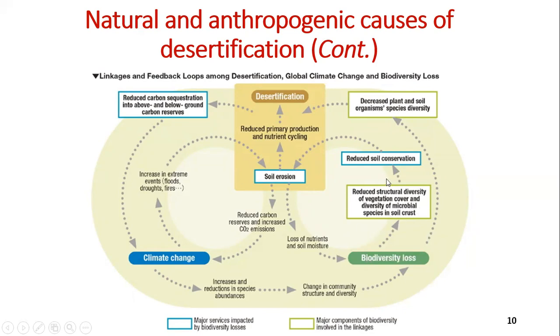When you affect this biodiversity and the microbial life in the soil, you are reducing soil conservation, which leads to soil erosion. And soil erosion is part of desertification and can lead to desertification. Now, take a path in a different way: if you have soil erosion, it can also reduce the carbon dioxide reserve in the soil and increase the emission of carbon dioxide into the atmosphere. Why?